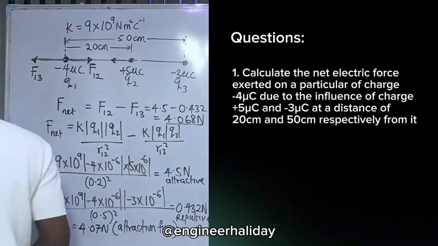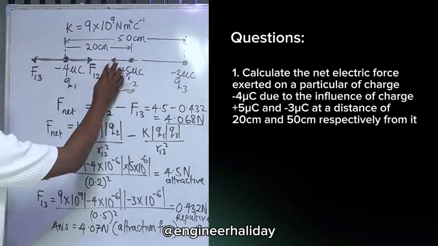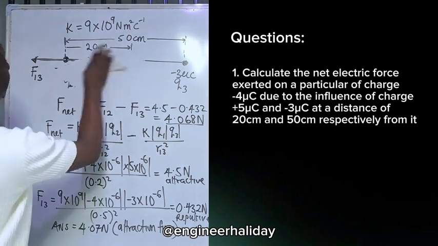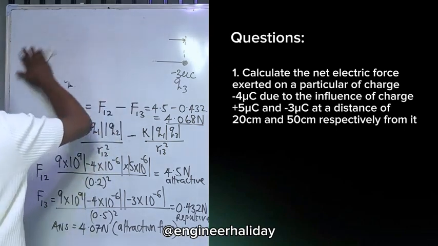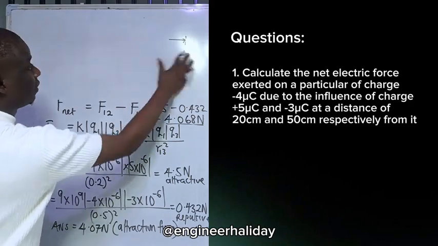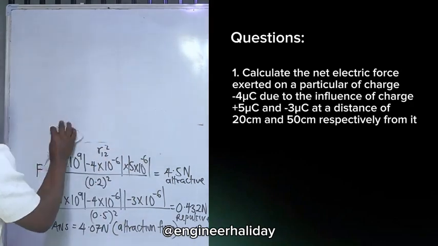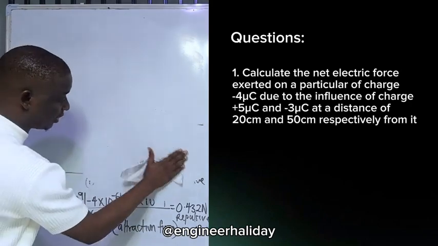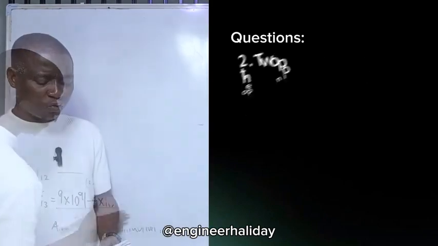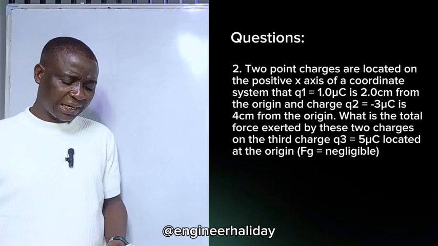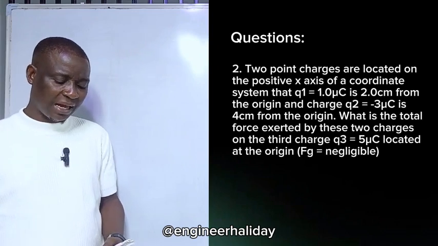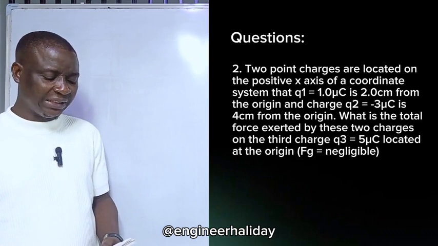So please, permit me to clean this. Now, we want to move to question number 2. Two point charges are located on the positive x-axis of a coordinate system.